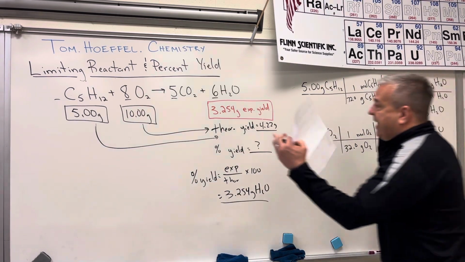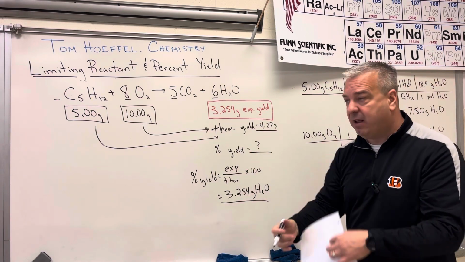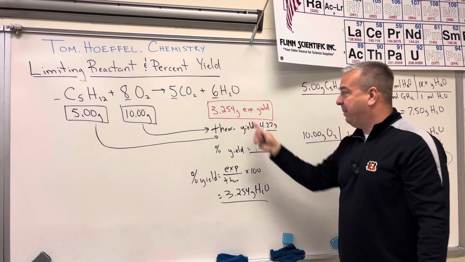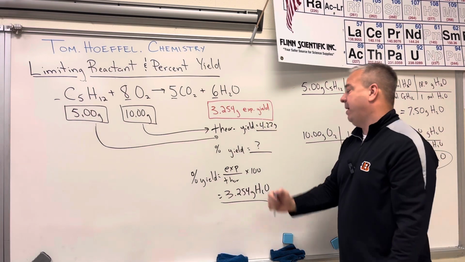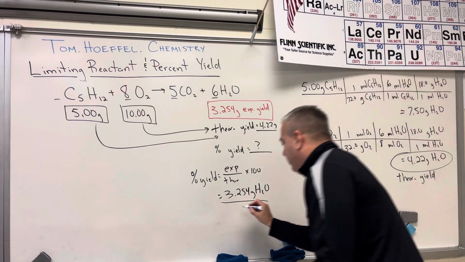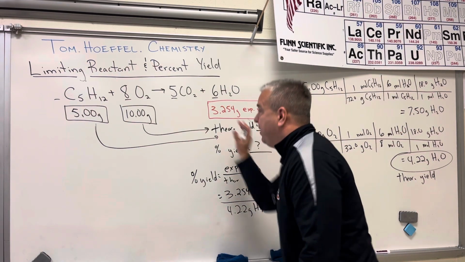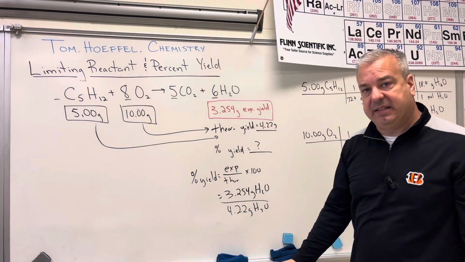And that's how much I actually made in the experiment. So this either has to be done in the experiment or it has to be given to you in a prompt, as it was in this particular problem. But I should have made 4.22 grams of water based on the starting ingredients that I have.